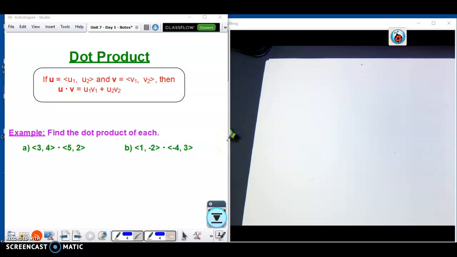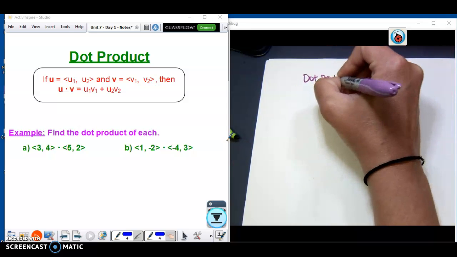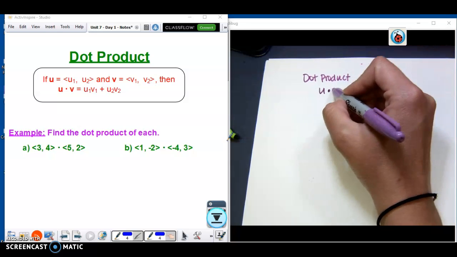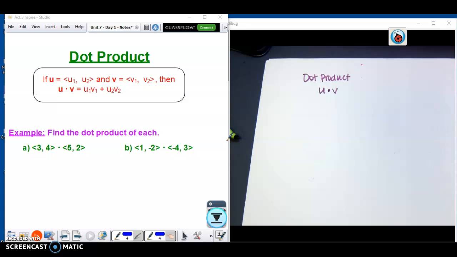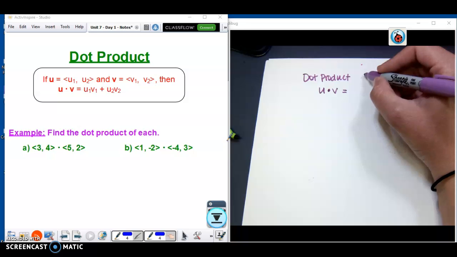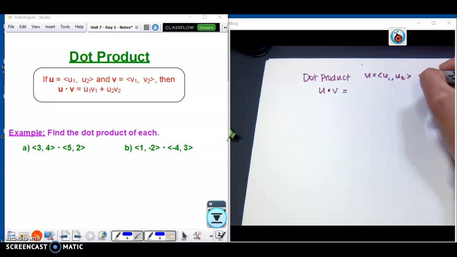Two last things here to cover. So the first thing is the dot product. That's very important. When they talk about the dot product, it is going to look like it's just basic multiplication. So when they say u times v, we are using the dot product here. So if u is u1, u2, and v is v1, v2, you're going to do the dot products.